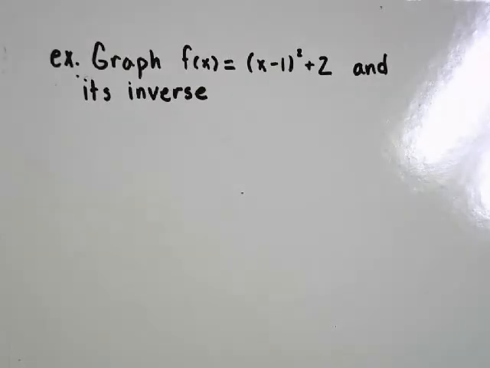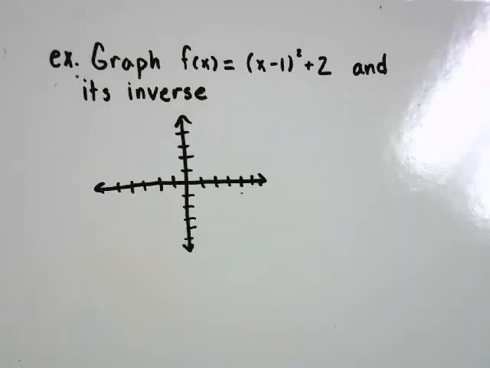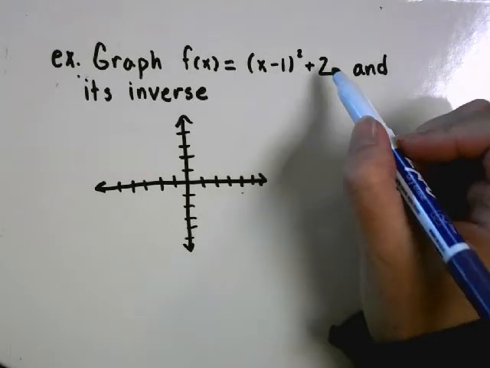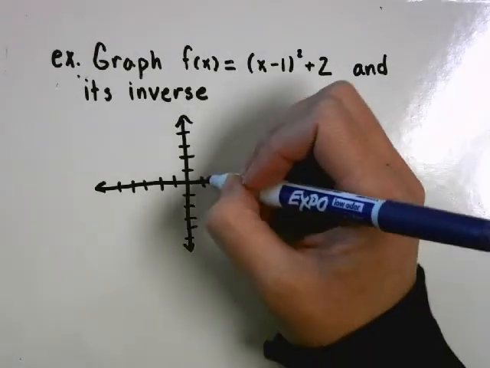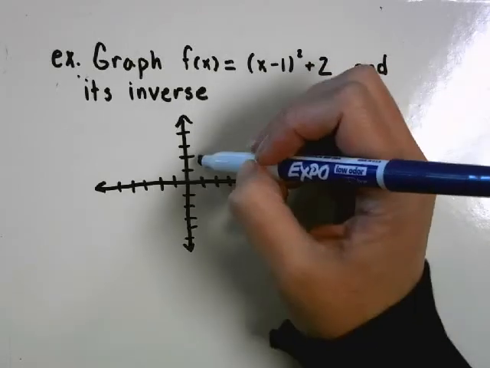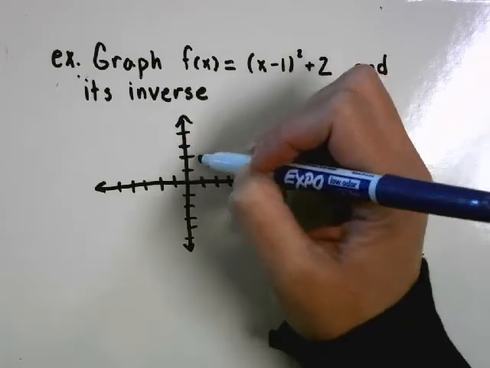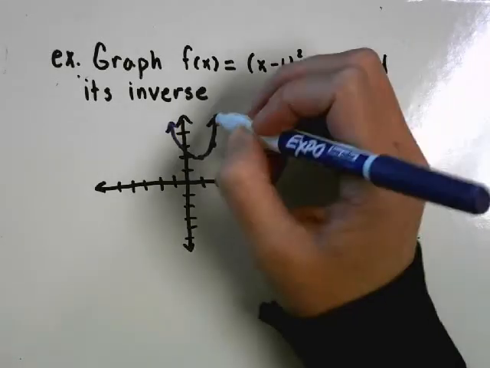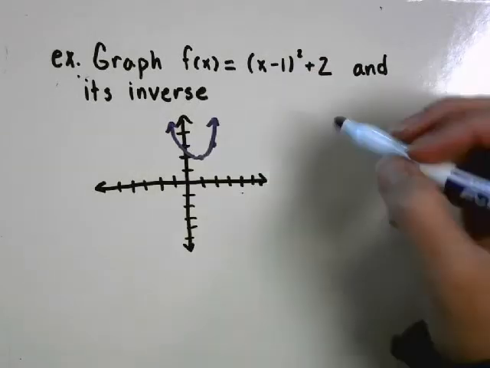So let's do an example. We're going to graph f of x equals (x minus 1) squared plus 2 and its inverse. Now this is an equation that you should be able to graph without a calculator. It's a parabola y equals x squared. It's moved to the right 1 and up 2. So I'm going to start my graph right 1, up 2, and then I'm just going to go over 1 and up 1, over 1 and up 1. And there's my parabola. So this is f of x.